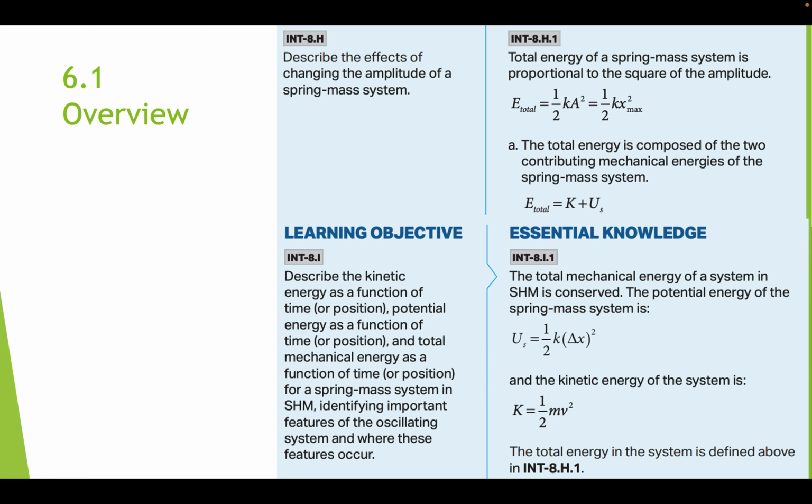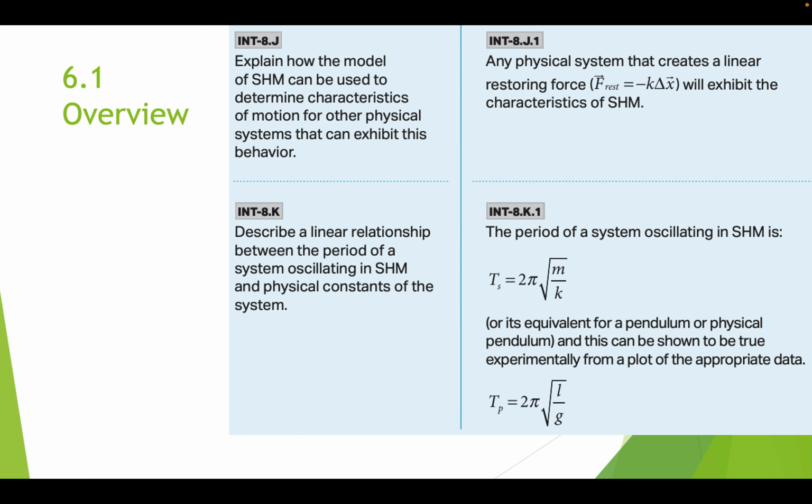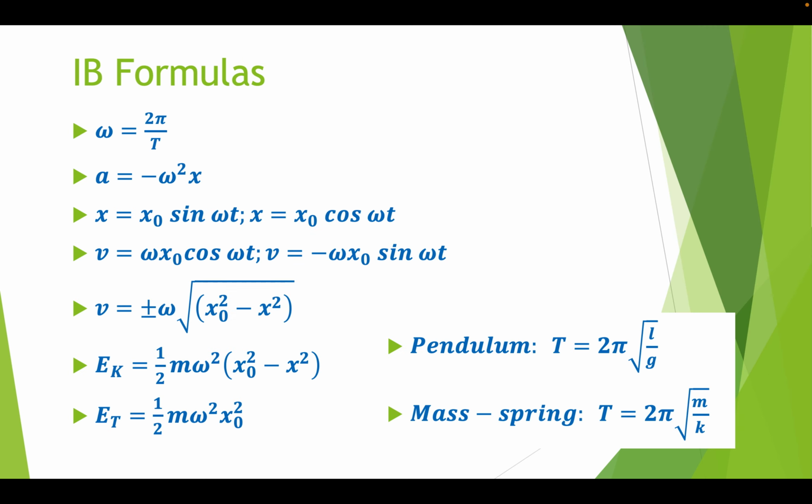And here we have the total energy aspects and the kinetic energy. You should be familiar with all of these anyway, and total energy is going to equal the sum of the two. And we'll go over what it means to be 1/2 k a squared, or equal to 1/2 k x squared max. The period equations we've already talked about, so I'm not going to review those. Again, we've also seen the IB formulas. Some of these, the two on the bottom left, kinetic energy 1/2 mv squared, except now we're going to be looking at it from an omega squared position aspect, and same with the total energy.